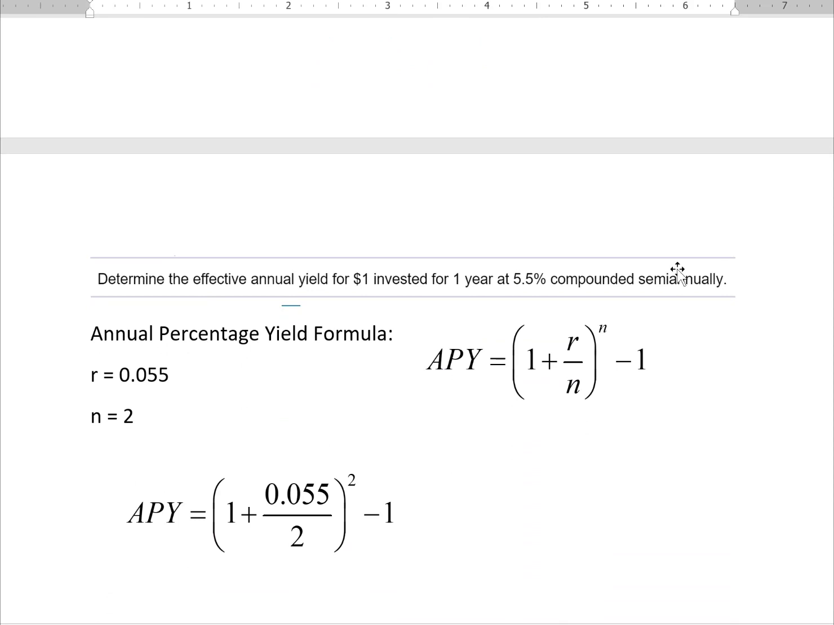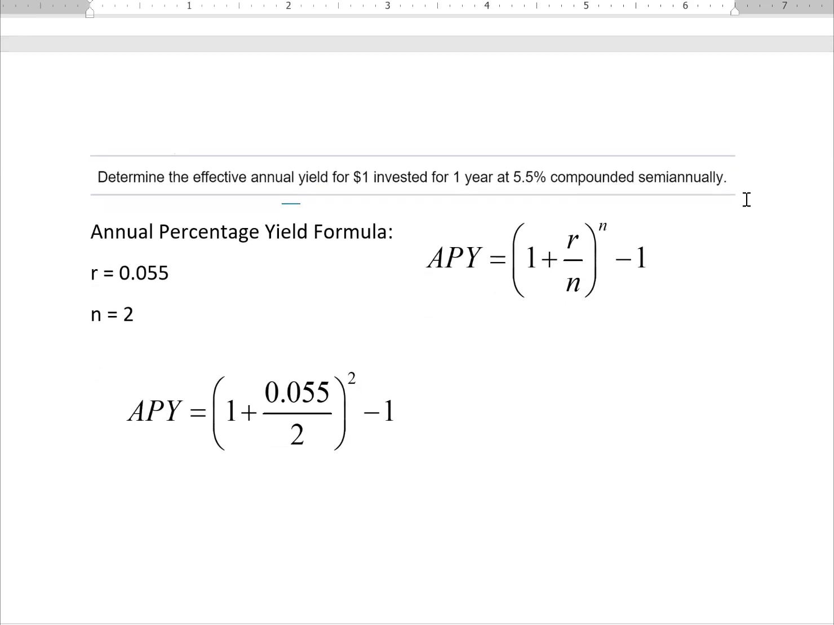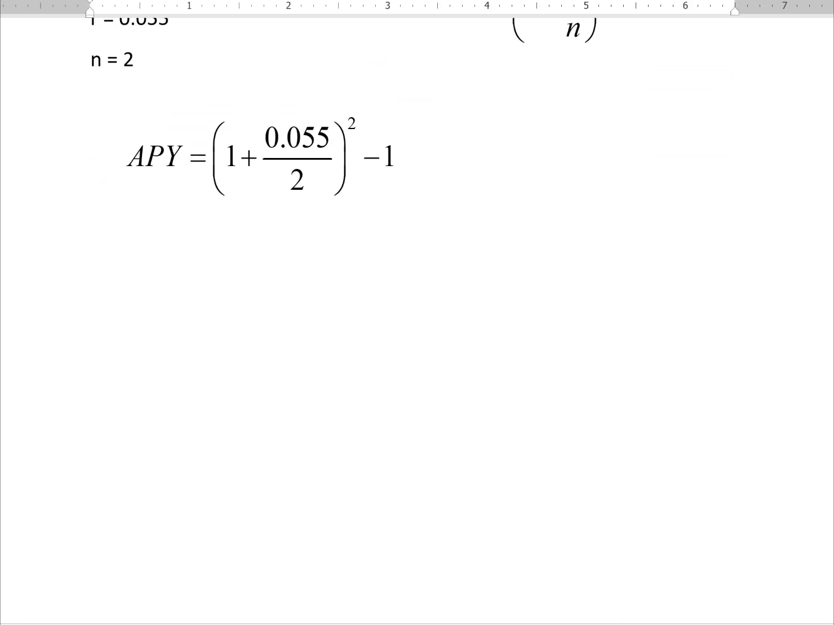Determine the effective annual yield for $1 invested for 1 year at 5.5% compounded semi-annually. And here's the formula that we use for the APY, the annual percentage yield formula. And our interest rate is 0.055 as a decimal, and it's compounded semi-annually, so N is 2. And I'm going to go ahead and work this formula in my calculator.